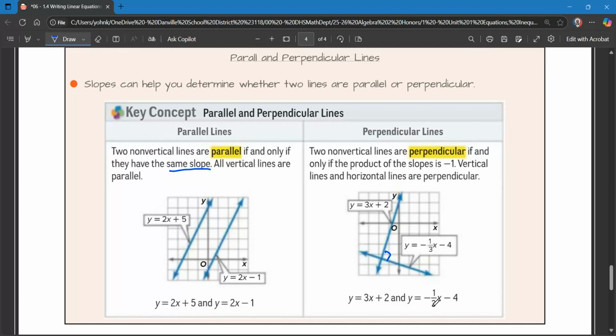So if you have 3, you have -1/3. I think of these as opposite reciprocals. It's the opposite number, and it's the reciprocal of the number. That means you flip it as a fraction. So for instance, the slope before was 3 over 1. If you make it negative and flip it, it becomes -1 over 3. Parallel lines have the same slope. That's why the 2 is the same as the 2.